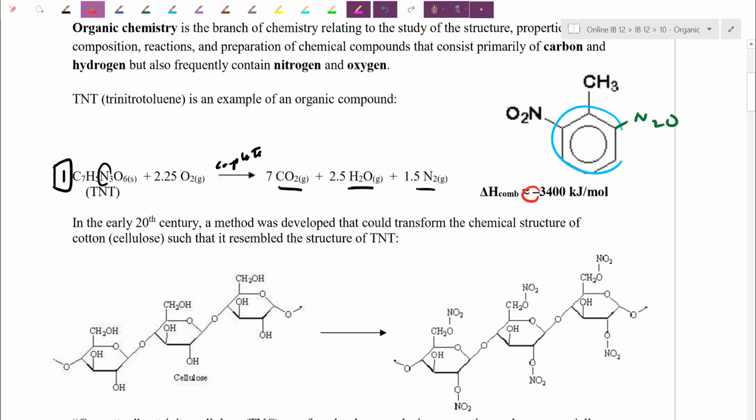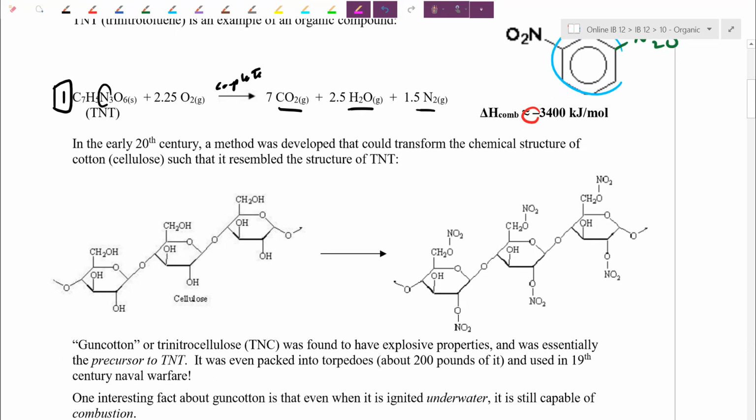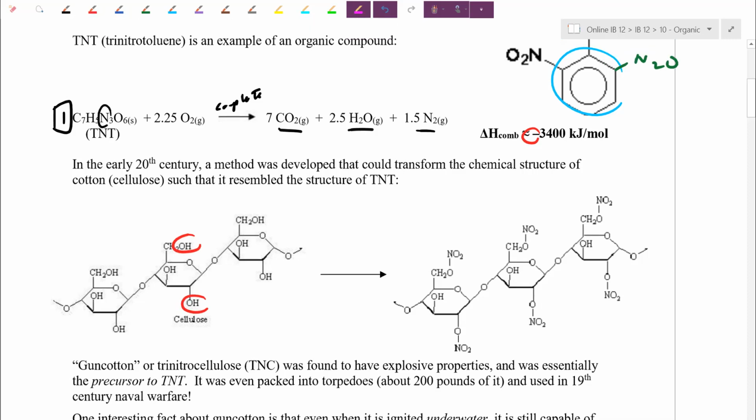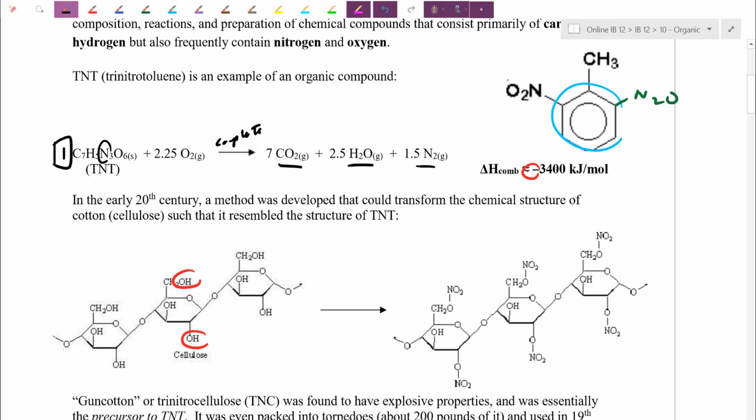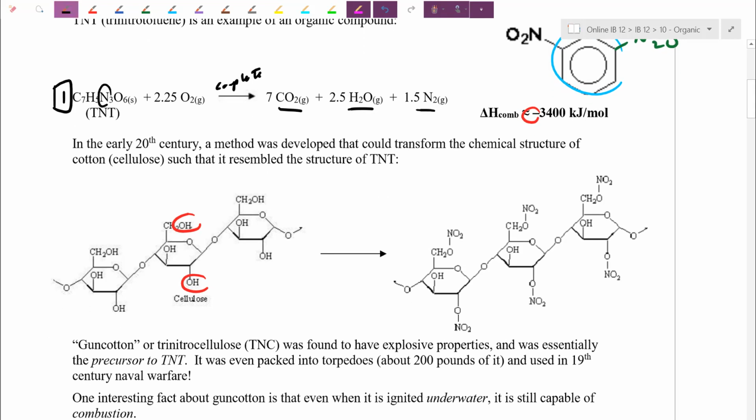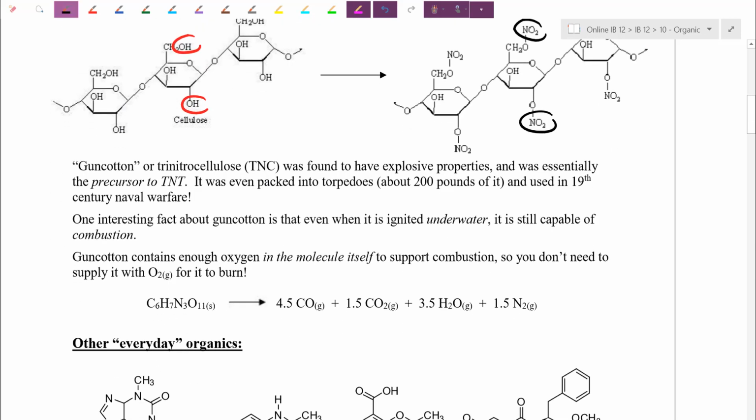So in the early 20th century here, there was a common way of actually taking cotton as cellulose and changing it into a form that resembled TNT. And basically, our cellulose here, you'll notice that it has these OH groupings, whereas for our trinitrotoluene, we actually wanted NO2 as well. So what we wanted to do is find a way to systematically swap in, instead of the OH, some NO2 groupings. This was later called gun cotton. Trinitrocellulose here, also explosive, and this was a precursor to TNT. Right? So just introducing to you some organic compounds here.